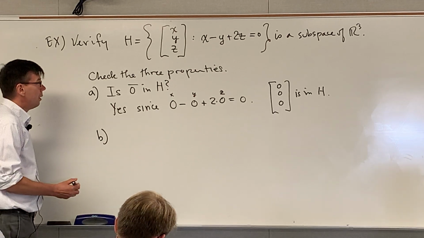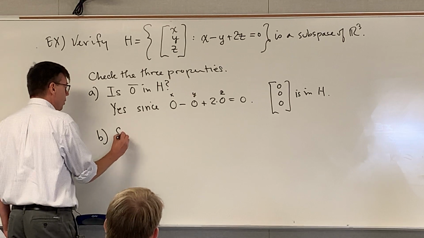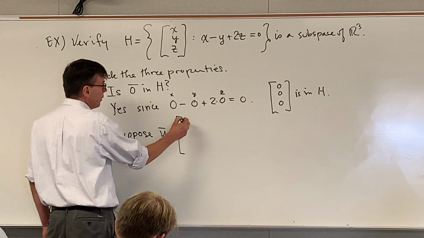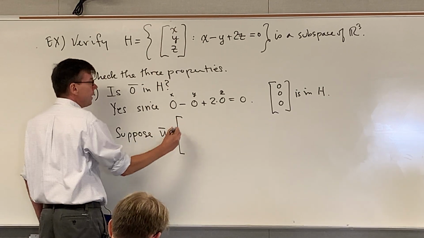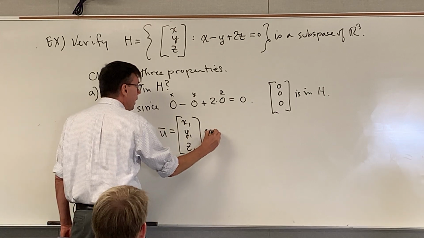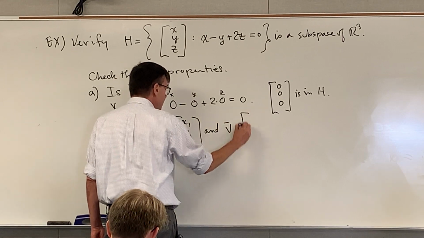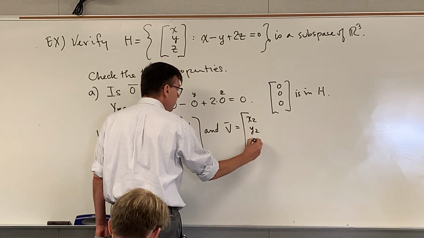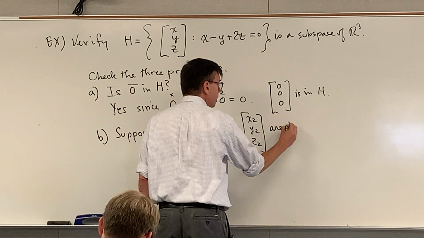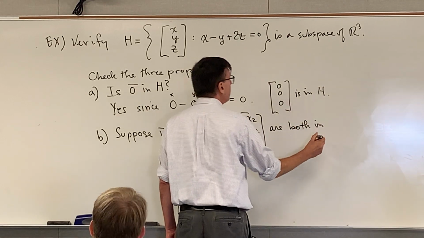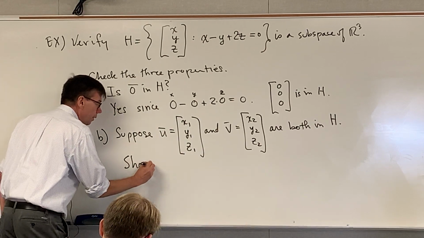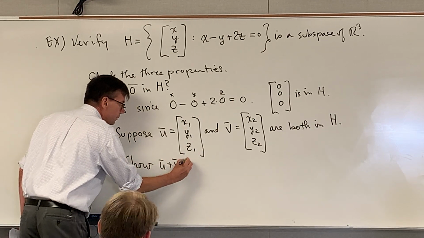For part B, suppose we need our u and v. Because this is labeled x, y, and z, I might say u is (x1, y1, z1) and v is (x2, y2, z2). This would just be another way to approach it. Both are in H, and we have to show that u plus v is also in H.